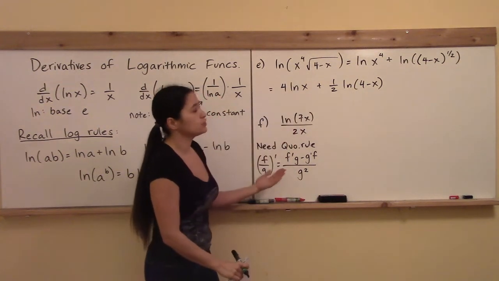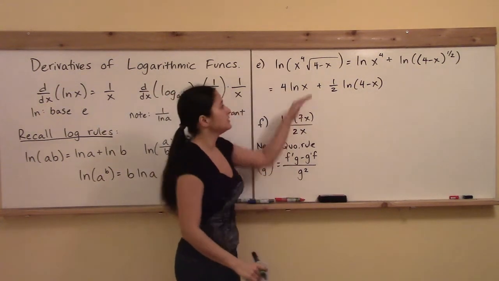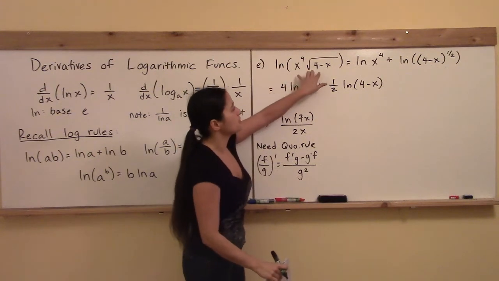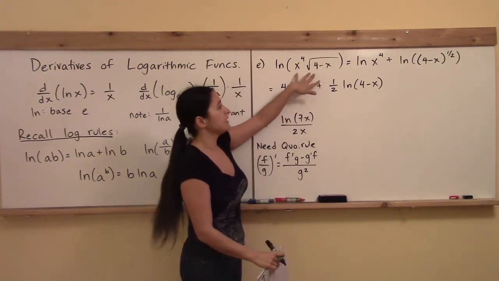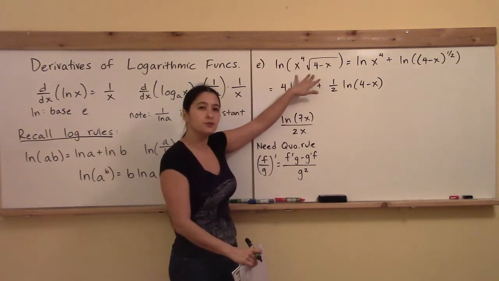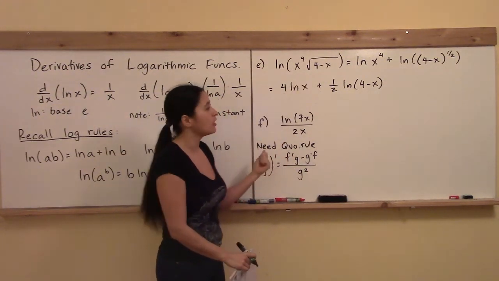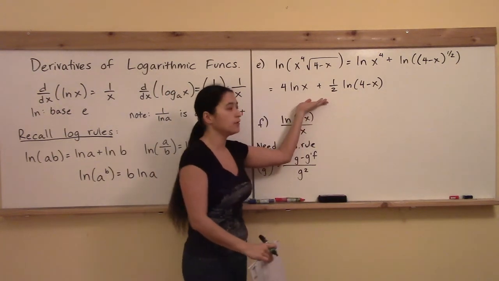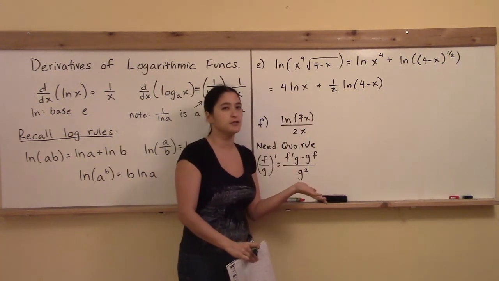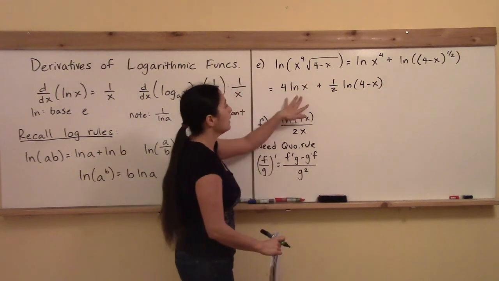If instead you started just with the chain rule and said the answer is going to be 1 over all this stuff times the derivative of all this stuff, when you take that derivative you would have to use the product rule. That way it would take longer, okay? So take advantage of the log rules if you can, and be careful not to overuse them in a case that you can't use them. But this is correct right here.